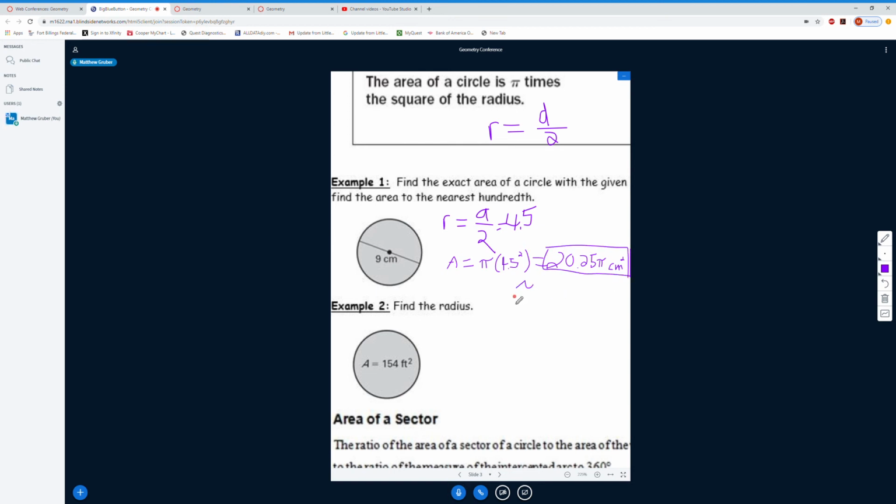To get our approximate answer, we're going to substitute for pi. Remember, in our calculator, we're going to use 3.14 to get an approximate solution. So if you type in your calculator 20.25 times 3.14, you'll get approximately 63.59 centimeters squared.